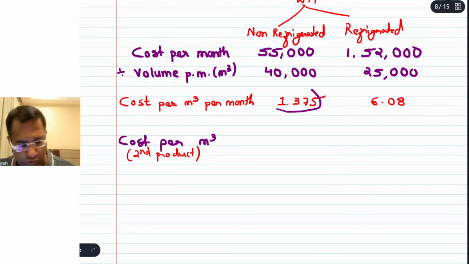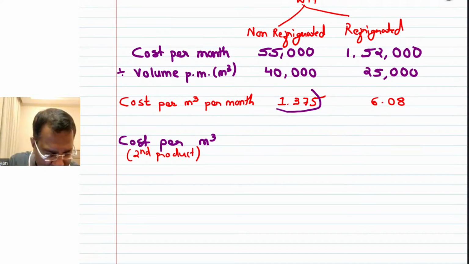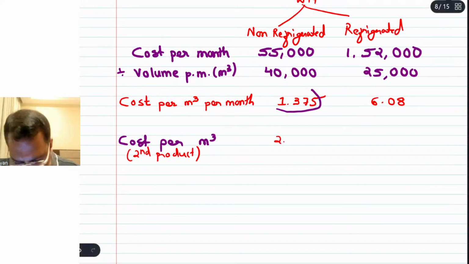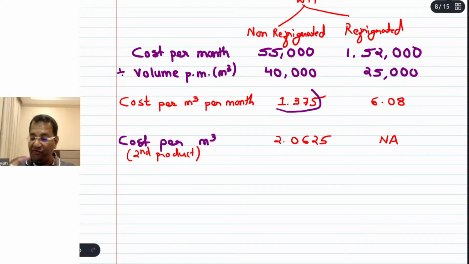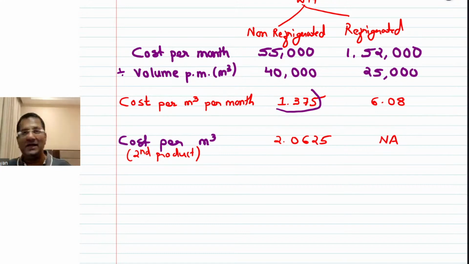Second product, so multiply and tell me, beta. 1.375 multiplied by 1.5 months, so it is 2.0625, and here I will write not applicable. Why? Because the second product doesn't require refrigeration. The first product and the third product require refrigeration. So for the first and third product, both the costs will be added to find out the cost per cubic meter. But for the second product, only the first cost, that is the non-refrigerated one.